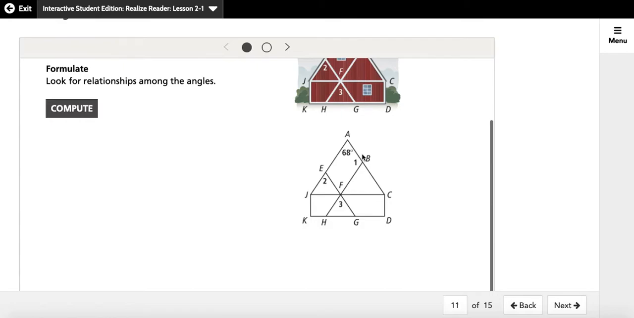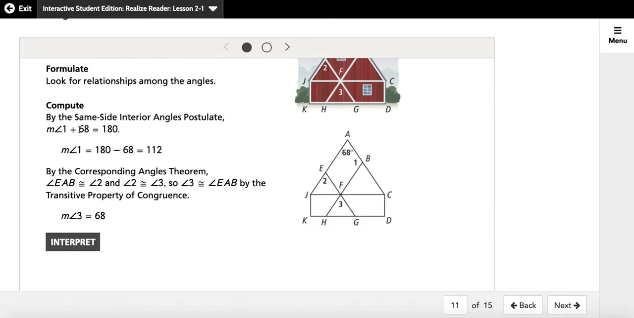We have the diagram. Looking for parallel lines, we can see the same side interior angles postulate: the measure of angle 1, this one, and 68 have to add up to 180 because of these parallel lines going this way and this way. So 180 minus 68 is 112. So we know the measure of angle 1 is 112. The other one we had to figure out was 3.